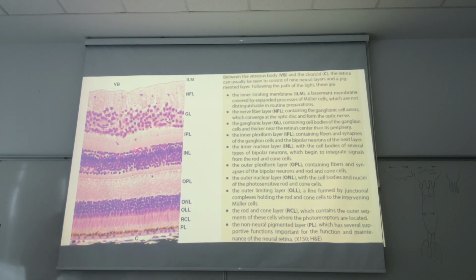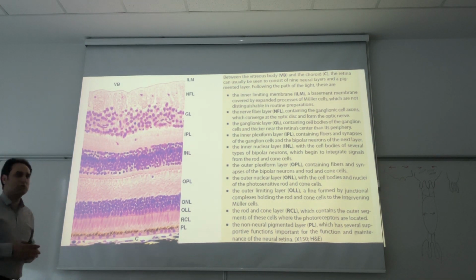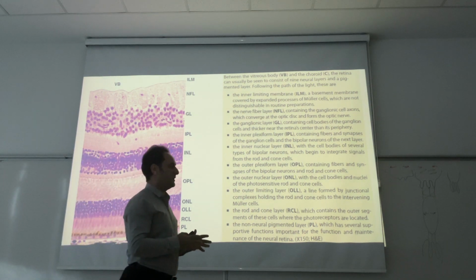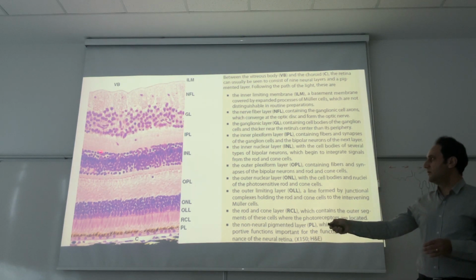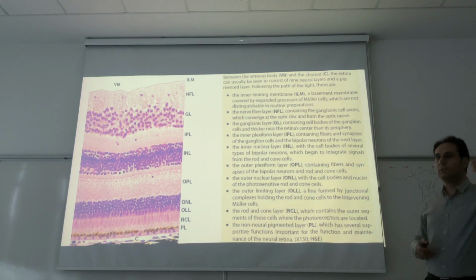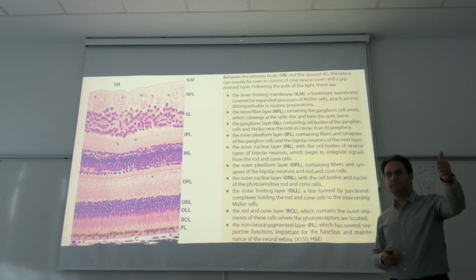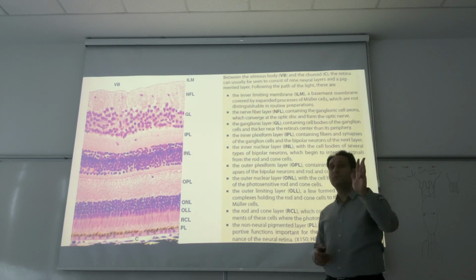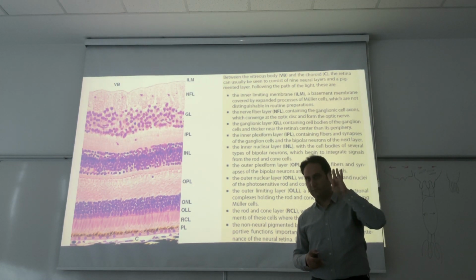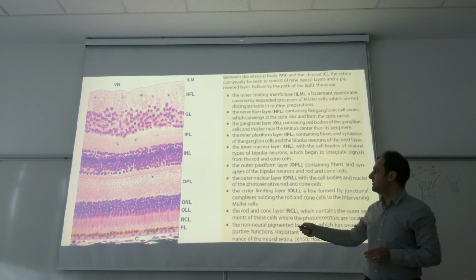In a little inner side, we have the inner nuclear layer. In the inner nuclear layer, we have the nucleus of which cells? What do you think about the nucleus of cells in this part? Which cells' nucleus do you think can be present on this side? Bipolar cells, horizontal cells, amacrine cells, and the Muller cells. 4 cells' nucleus are present in the inner nuclear layer.